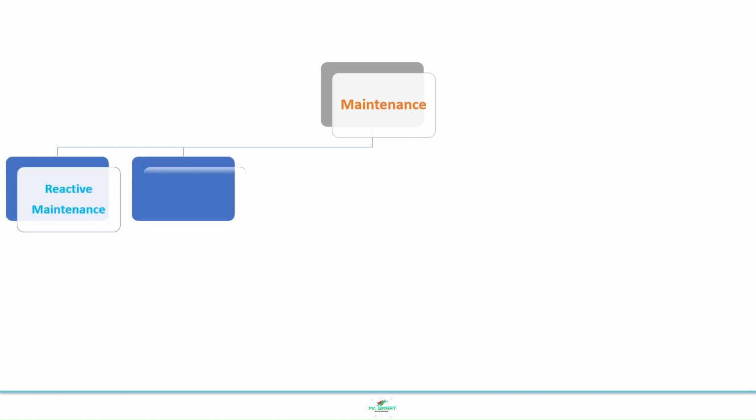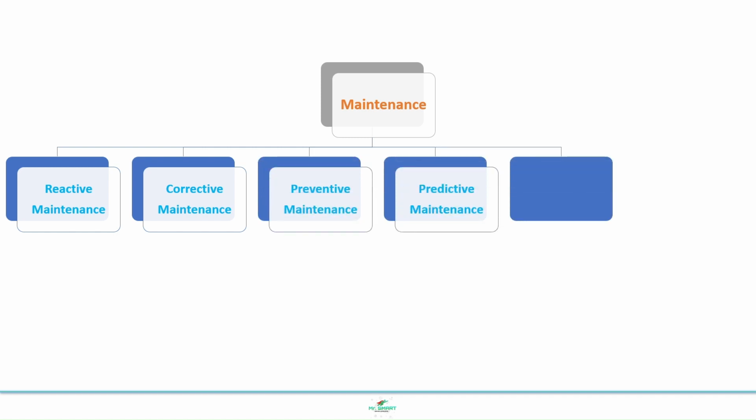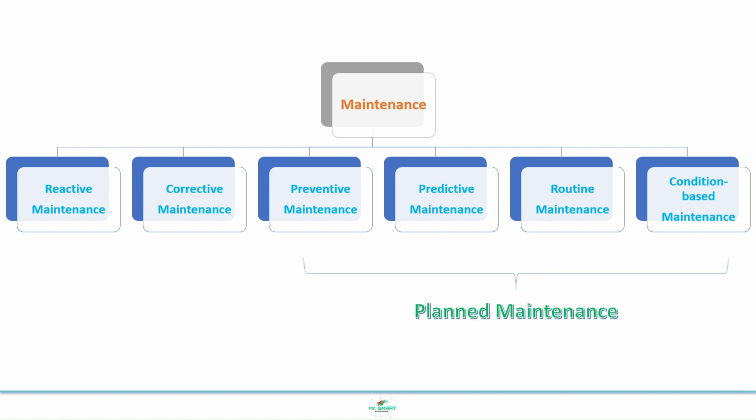In general, the maintenance activity is classified into 6 types: reactive maintenance, corrective maintenance, preventive maintenance, predictive maintenance, routine maintenance, and condition-based maintenance. In some cases they are grouped as 2 categories: planned maintenance and unplanned maintenance.